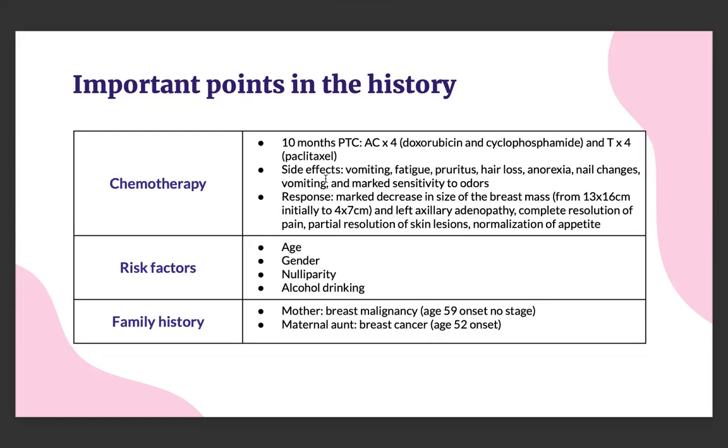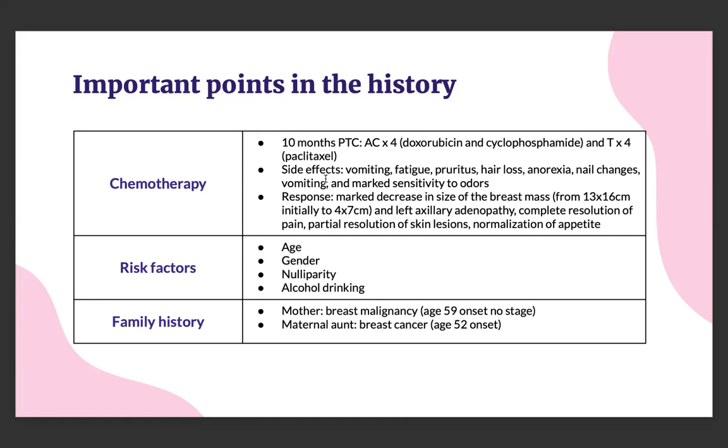Then the patient also underwent chemotherapy with doxorubicin, cyclophosphamide, and paclitaxel. She also experienced a couple of side effects like vomiting, fatigue, pruritus, and the like. And she had a good response to the chemotherapy. There was a decrease in the size of the breast mass and left axillary adenopathy and resolution of pain and skin lesions. The patient also has several risk factors, including age.